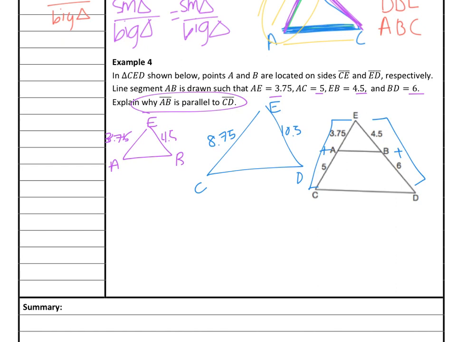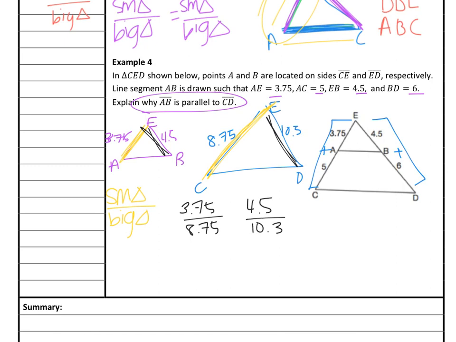So now we're going to set up a proportion to see if the lines are in fact parallel, because if the proportion works out, then our lines are parallel. So I'm going to match up some parts. We've got small triangle over big triangle, or you could go big over small, it doesn't matter. So for me, I've got 3.75 over 8.75. And then the other one is 4.5 over 10.3.